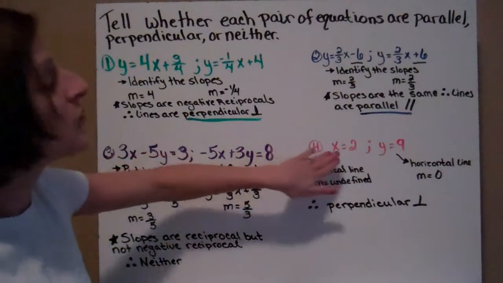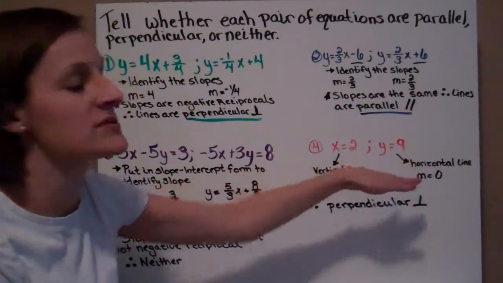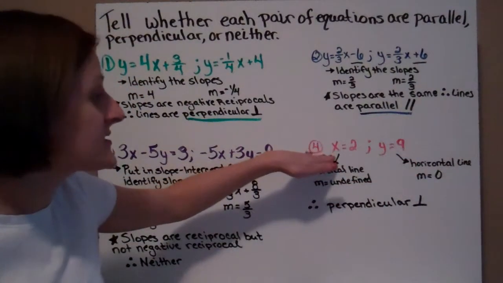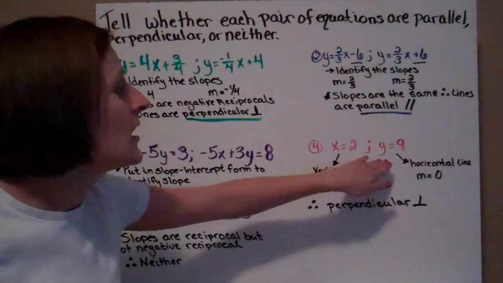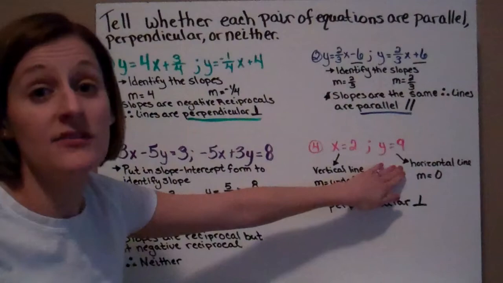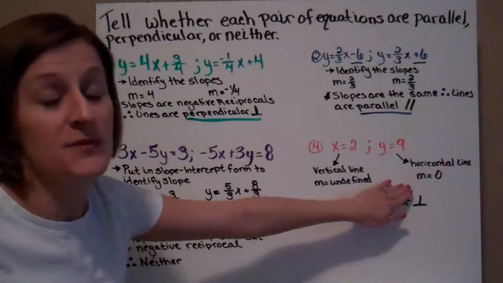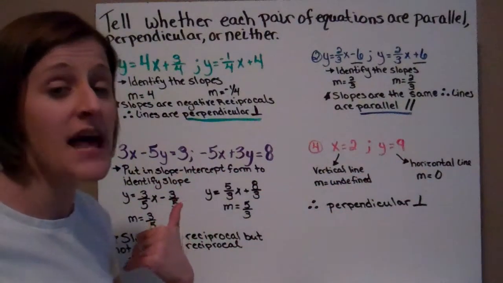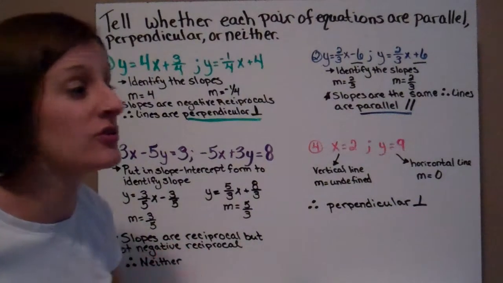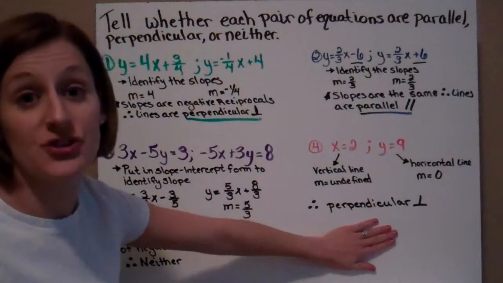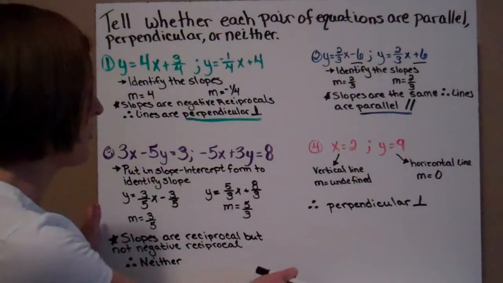Alright, this fourth one, we've got x equals 2 and y equals 9. Now, x equals 2 is a vertical line. Remember, the slope is undefined. y equals 9 is a horizontal line, and remember, your slope is 0. In the previous slide, we said one vertical, one horizontal are going to be perpendicular lines. So, your lines are going to be perpendicular on number 4.